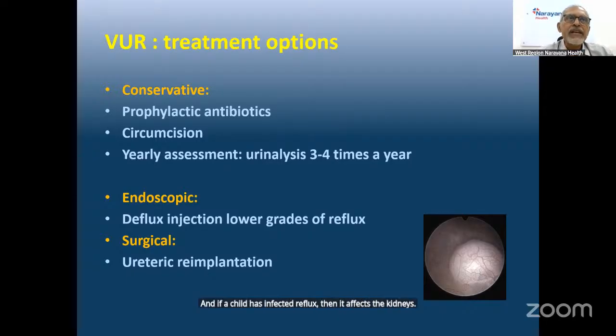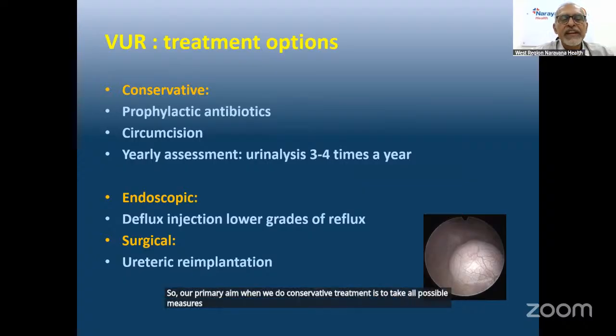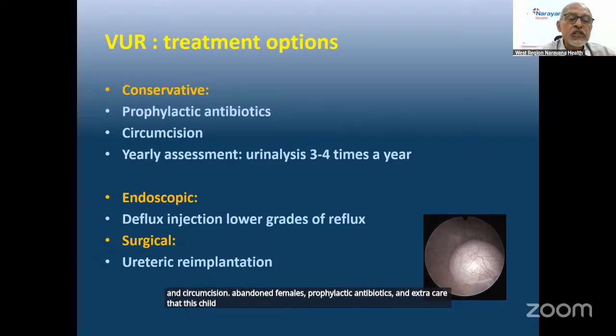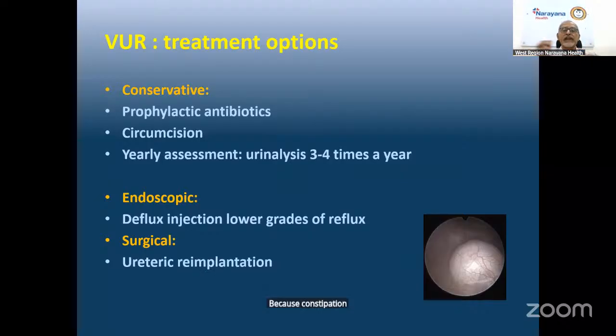So our primary aim when we do conservative treatment is to take all possible measures of preventing urinary infection. And the two main measures in males are prophylactic antibiotics and circumcision, and in females, prophylactic antibiotics and extra care that this child is not constipated. Because constipation is also another risk factor in urinary infection.